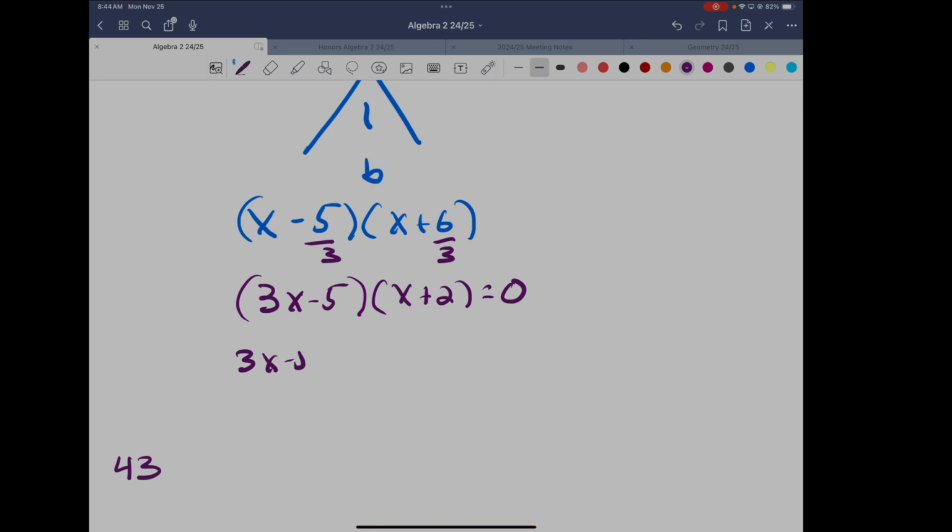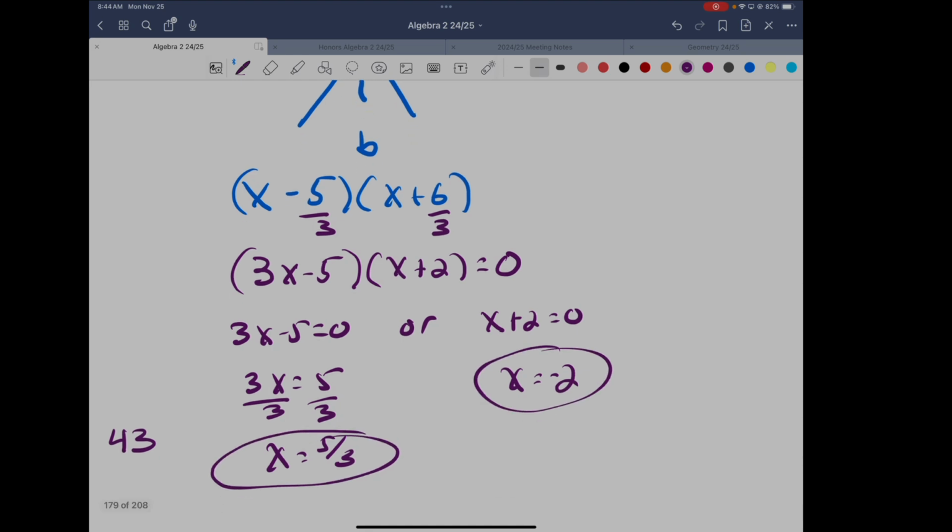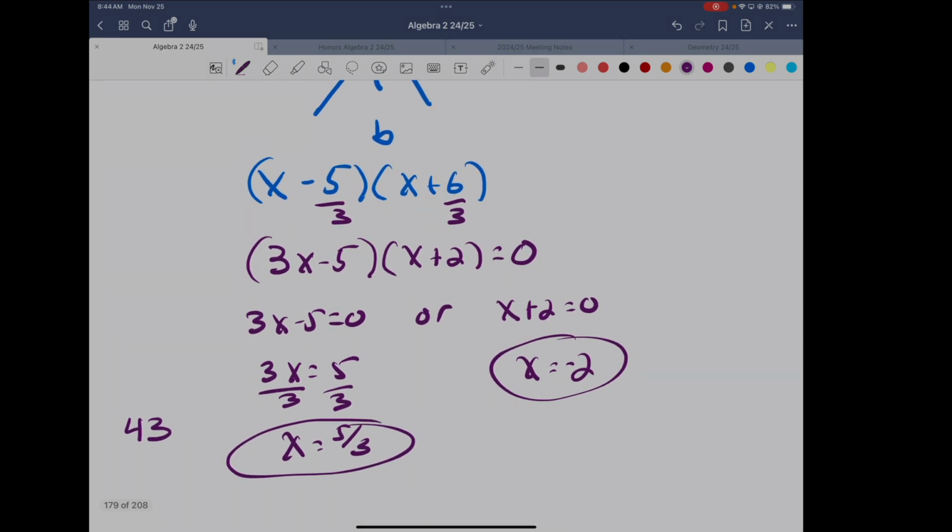So 3x minus 5 equals 0. Add 5. Divide by 3. X equals 5/3. Or x plus 2 equals 0. Subtract 2. X equals negative 2. Now your two solutions.